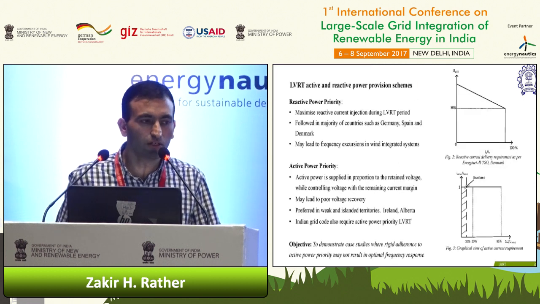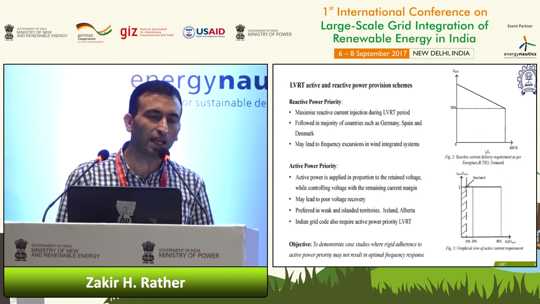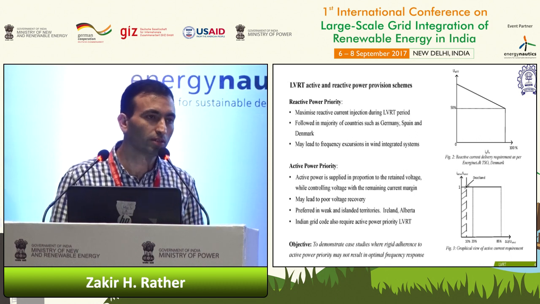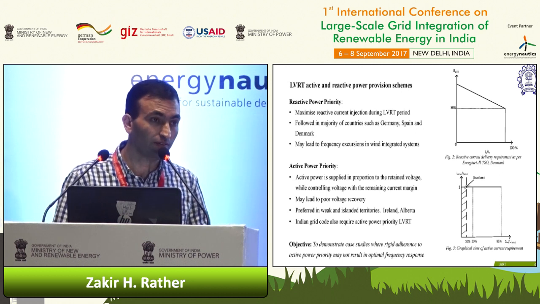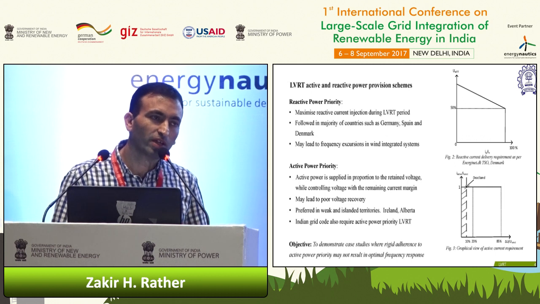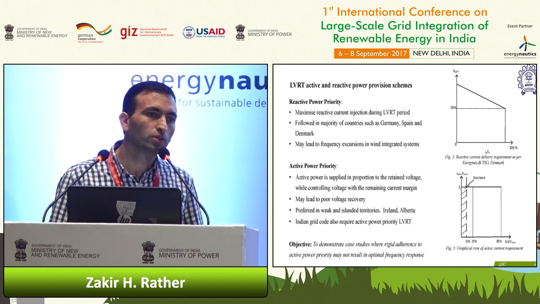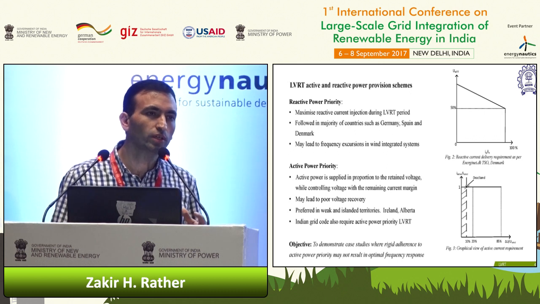If we now go deeper into the LVRT requirement from wind turbines, it can be divided into two categories. One is reactive power priority based LVRT, where the wind turbine is required to inject reactive power, reactive current, into the grid during a voltage event, during a voltage dip in the system.